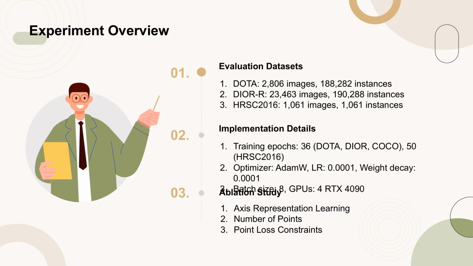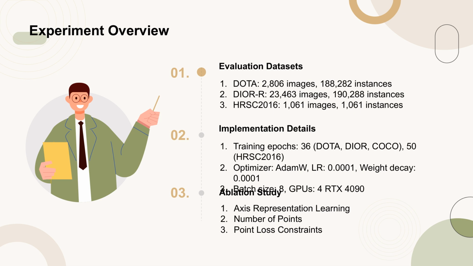The experiments were conducted on three main datasets: DOTA, DIOR, and HRSC 2016. DOTA consists of 2,806 images with 188,282 instances. DIOR has 23,463 images with 190,288 instances, and HRSC 2016 includes 1,061 images.